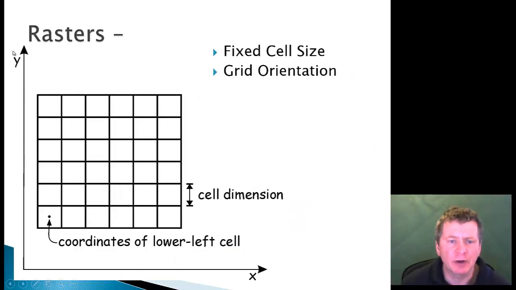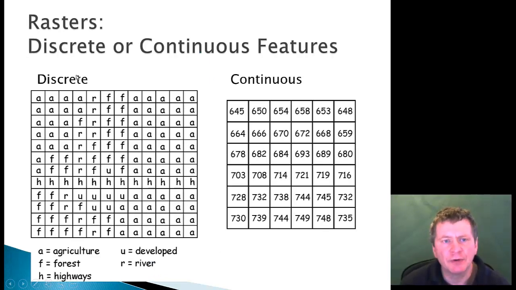Raster things, looking at here, you've got coordinates, X and Y, the dimensions of a cell, they're fixed size, and they're laid out in a grid. We can have what might be called a discrete, so these have individual values, so these are all agricultural pixels. Or these may be continuous in terms of these may be elevation pixels. So this is the elevation as you scan around.